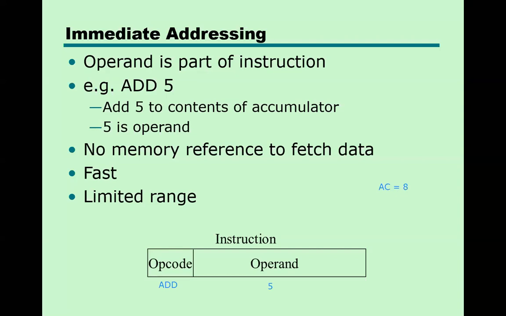For example, if the maximum size is 32-bit, obviously your number must be within 32-bit only. This is the limitation because you are directly giving the number here. And if the maximum size here is 32-bit, your number must be within 32-bit only. If this size is only 8-bit, your number must be within 8-bit only. So this is the disadvantage of immediate addressing.